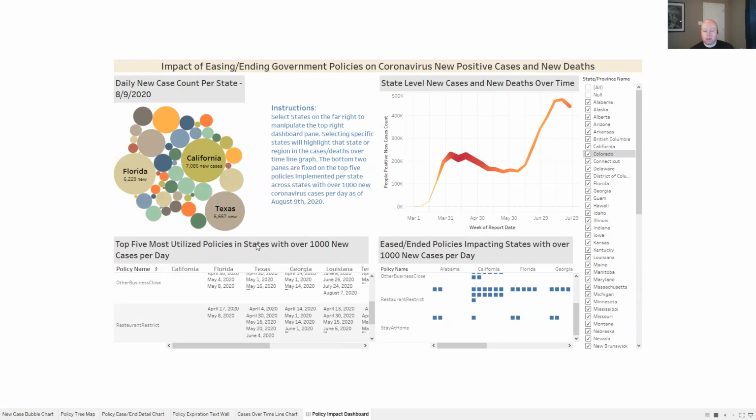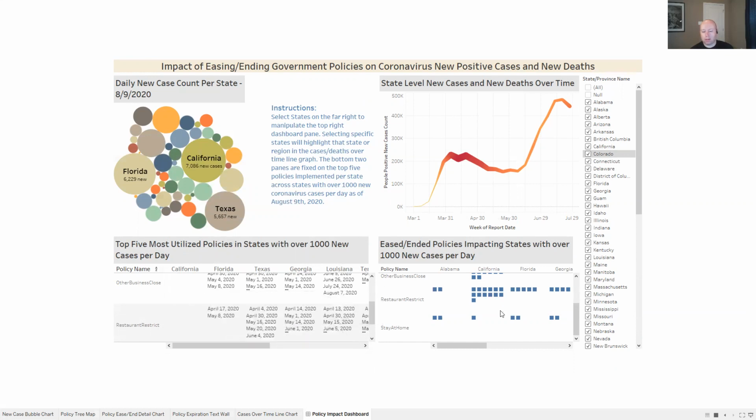So then, once you have this particular information, you can see California is the heaviest hit so far, with Florida and Texas falling behind, but with states like Georgia and Louisiana not that much further behind.